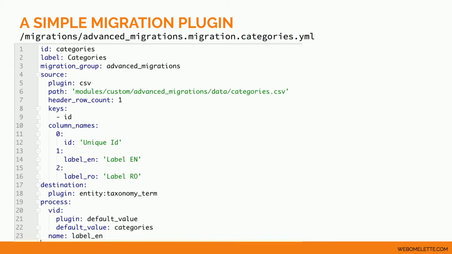So this is a YAML-based plugin, as I mentioned. It goes into the migrations folder of our module. Typically, you will namespace the file with the module name, in this case advanced_migration, a dot, migration, and then the ID of the migration. Not even sure which of these are mandatory to be like this, but in any case, this is what you have to do. Because sometimes, just because something is not required, it doesn't mean you don't have to do it. And then we start with some metadata, so you can see from here we got ID, label, migration group, things like this.